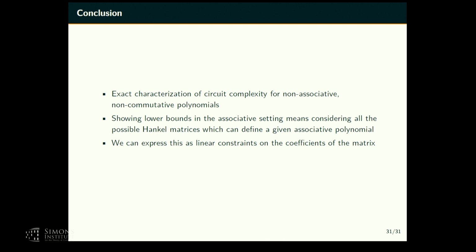Basically, you get some linear constraints on the coefficients of a matrix, and you want to lower bound the rank of a matrix under some linear constraints that you can write explicitly, but that still does not help you, at least for the moment.